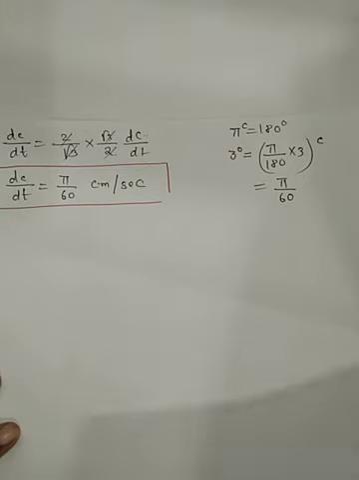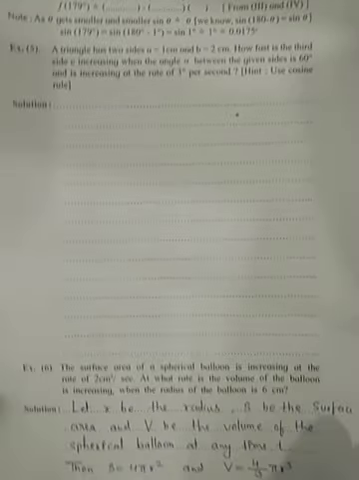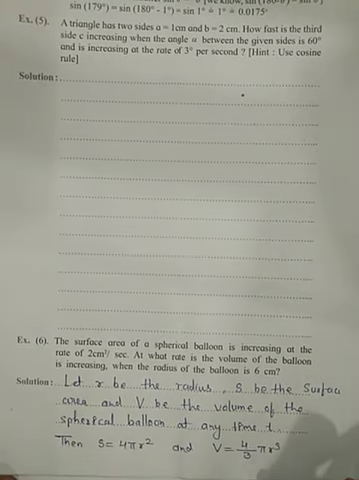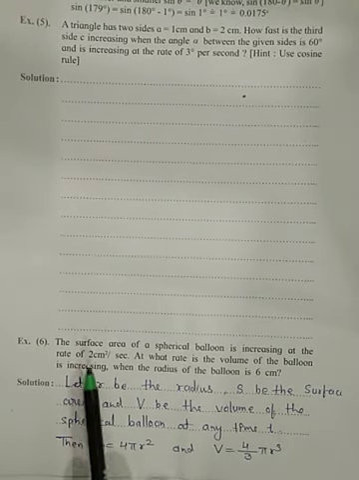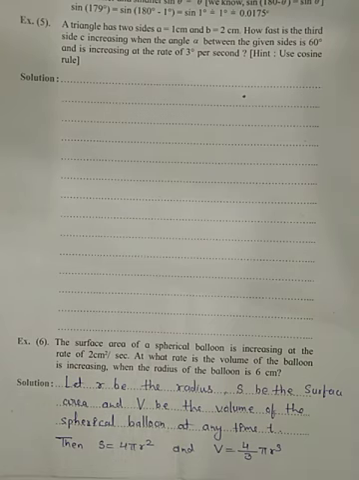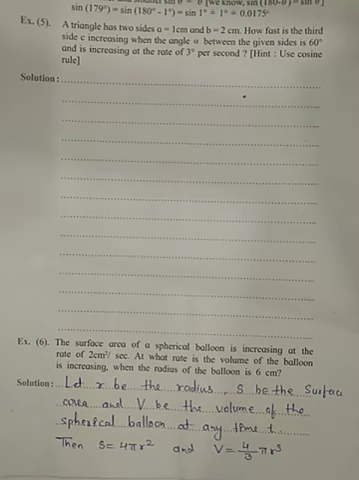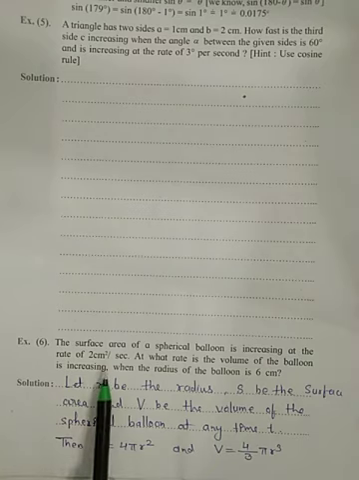Now let us start with example number 6. What is it? The surface area of a spherical balloon is increased at the rate of 2 centimeter square per second. At what rate is the volume of the balloon increasing when the radius of the balloon is 6 centimeter? What they are saying? Surface area of a spherical balloon is increasing. Suppose S is surface area, it is increasing at the rate of 2 centimeter square per second.